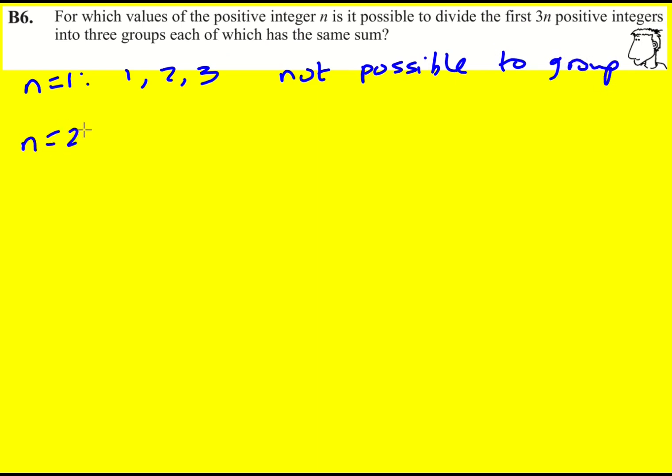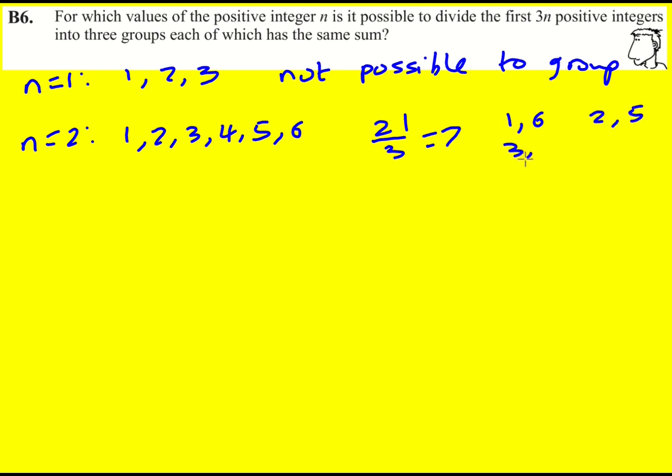Let's take a look at n equals 2. Then 3n will become 6, so we'll have 1 to 6. And now this is possible because I could add them up and divide by 3, which will give 21. And 21 divided by 3 is 7. So this is going to work. I'm going to need to put them in groups of 7. In fact, there's only one way to do this. I could have 1 and 6, 2 and 5, and then 3 and 4. So possible.